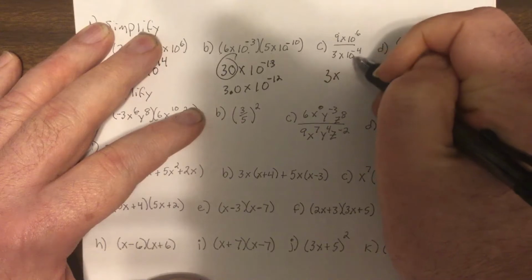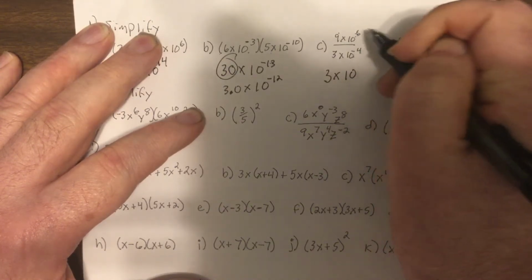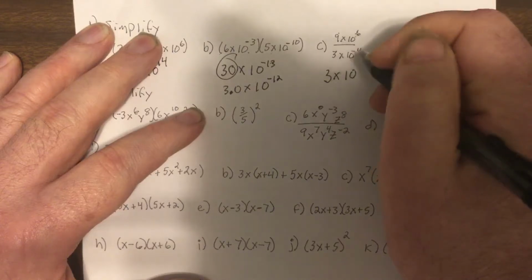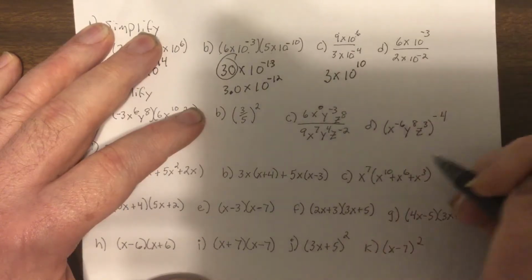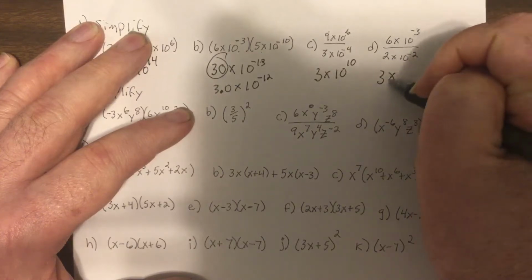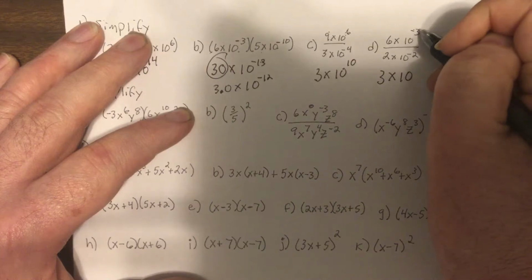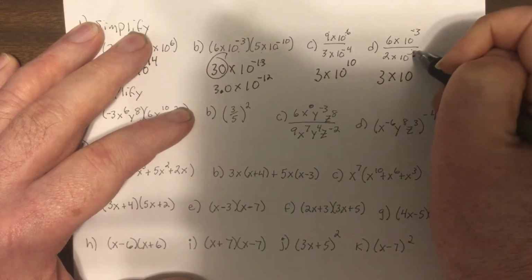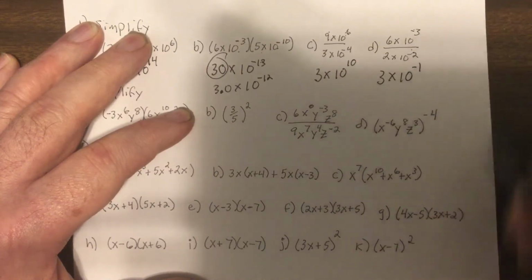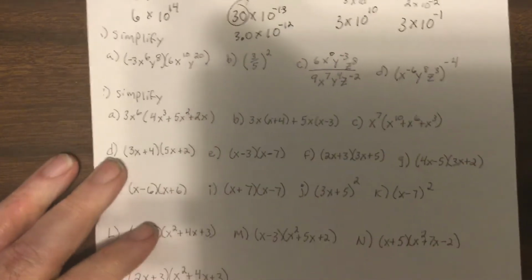Now 9 divided by 3 is 3, times, when you divide two things with the same base, you subtract the powers. 6 minus a negative 4 would be 6 plus 4, which is 10. 6 divided by 2 is 3. When you divide two things with the same base, you subtract. Minus 3 minus a minus 2 would be plus 2. Negative 3 plus 2 is negative 1.